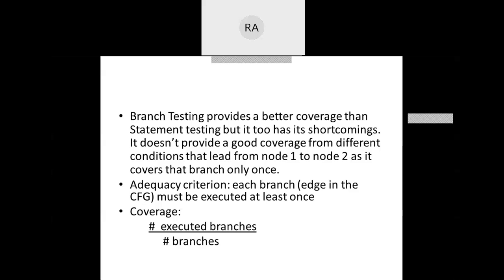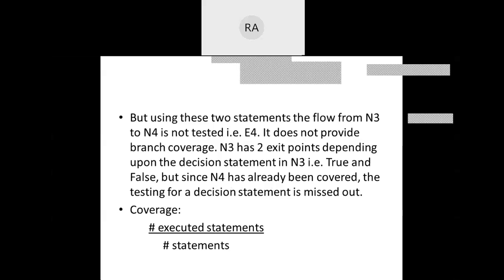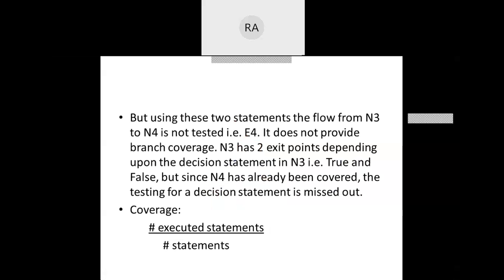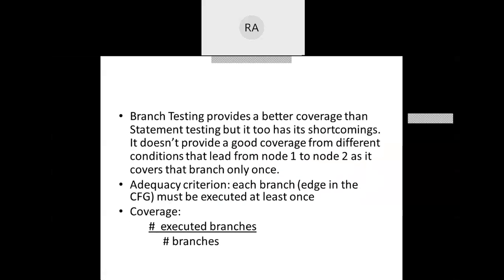Okay, what is that shortcoming? It will not provide a good coverage from different conditions that are leading from node 1 to node 2, as it covers that branch only once. Here from node 1 to node 2, you are going to have only one path. There is no conditional statement as well. So what they're telling is that it will not have a good coverage from different conditions which lead from node 1 to node 2.